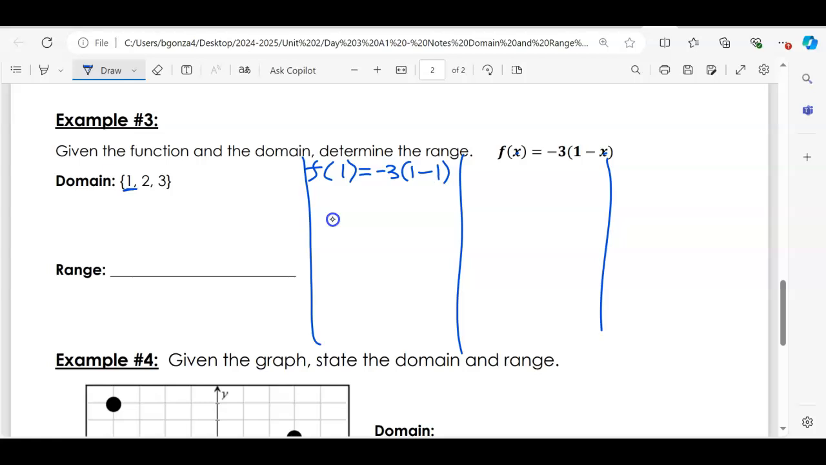Okay, and I'm going to do the second one with a 2. So instead of f of x, I'm going to put f of 2, -3, 1 minus 2. And I'll do the same thing with the number 3. F of 3 equals -3, parentheses 1 minus 3. All I did was replace x with 1, replace x with 2, replace x with 3. That is called evaluating a function.